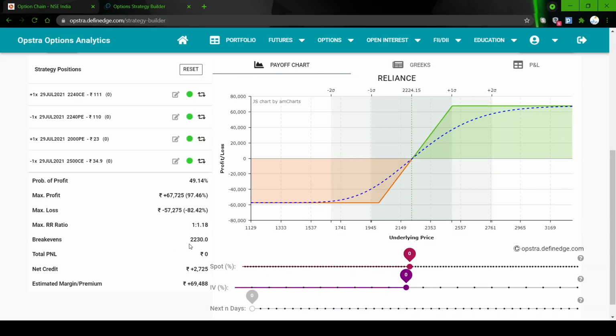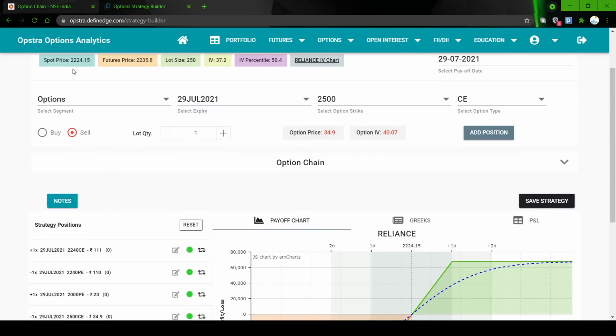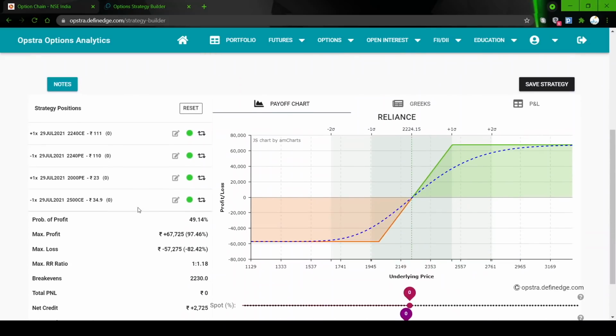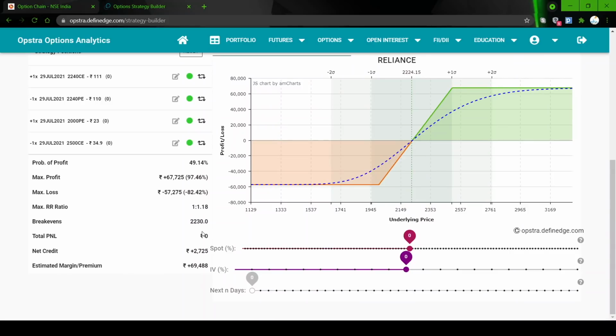And our break even is 2230. The break even is basically for the spot. Right now, the Reliance spot is trading at 2224. So we have about 6 points only. For Reliance to move 6 rupees is nothing, because the stock is 2200 plus. Moving 6 rupees, Reliance can do that within 10-15 seconds. So the break even is right at the spot.